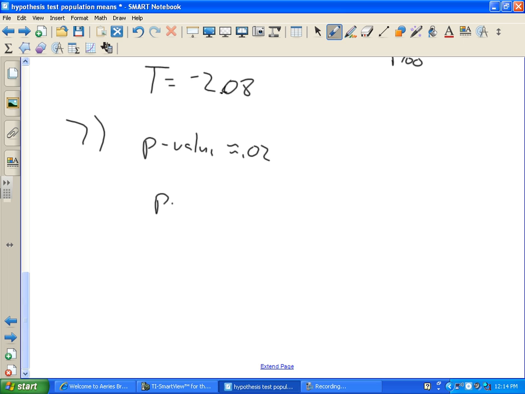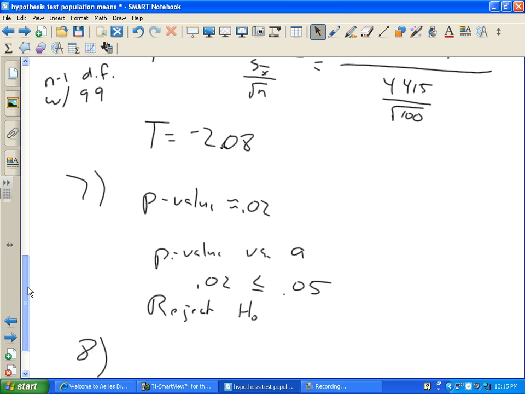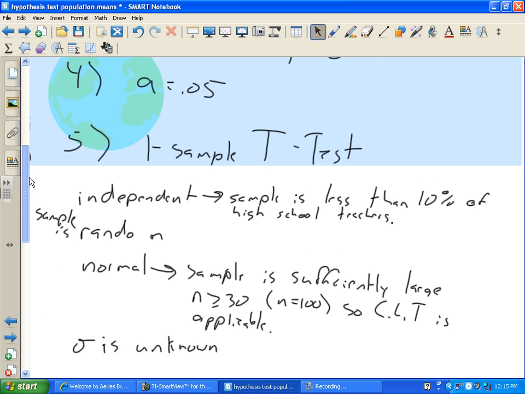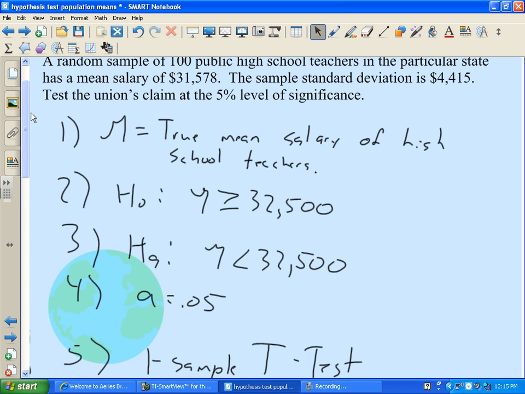And our p-value compared to the alpha value, 0.02 is less than or equal to 0.05. So that is a reject the null hypothesis. And then step 8, we're up against time. I'll say it orally, but it should make sense to you that step 8 will be, we are 95% confident that the true mean teaching salary of high school teachers is less than $32,500 at the 95% confidence level.